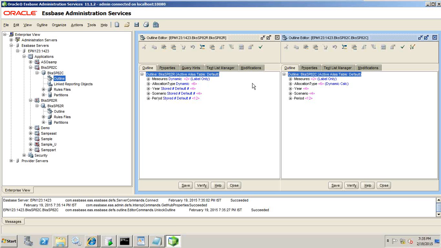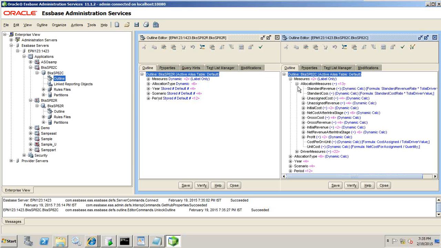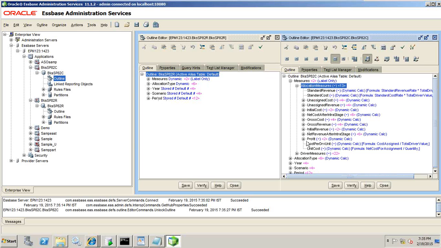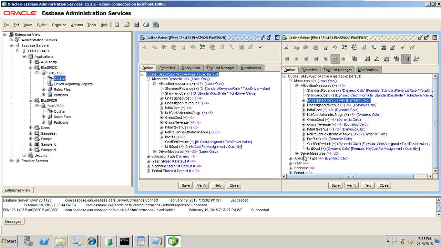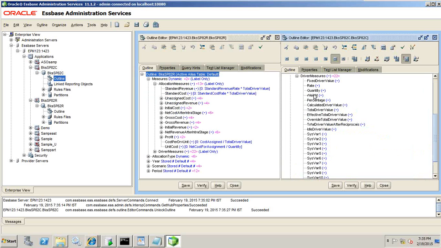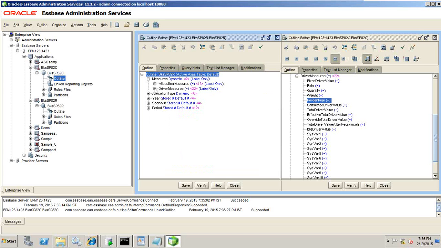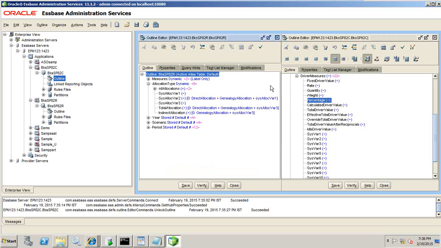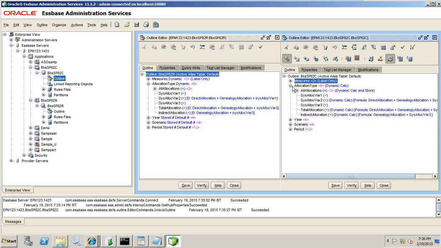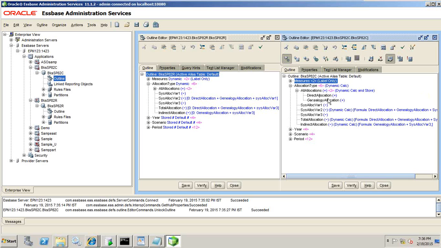Okay, so as I said, it has got measures. Measures in turn consist of different allocation measures like unassigned cost, unassigned revenue, initial cost, gross cost. Okay, and you see they are identical. And then you have different kinds of drivers, major drivers like quantity, rates, weight, percentage, like unit cost. All these are drivers. Then we have different kinds of allocation, the system defined measures, system defined dimension or allocation type. So we have direct allocation, and we will learn in a subsequent session what general logic allocation is. Right, then we have system allocation 1, 2, 3 variables, total allocation, indirect allocation.